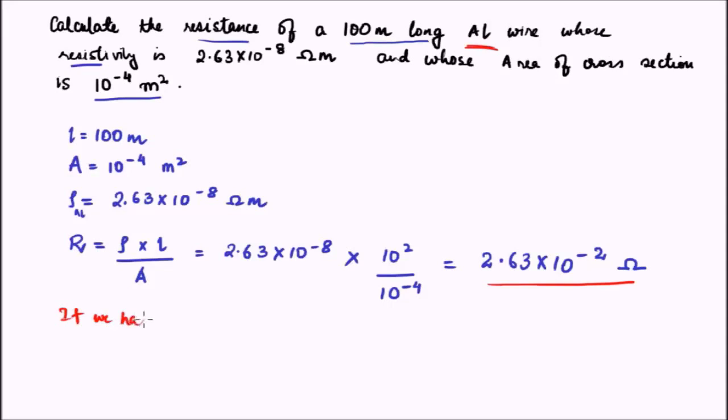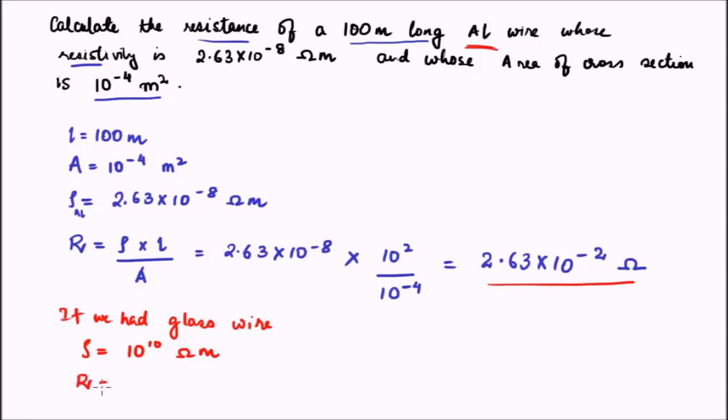Now imagine, in place of this aluminium wire, if we had, let's say, something made out of glass. For example, if we had glass wire, I don't know, but let's imagine the resistivity. Let's assume that the glass would have a resistivity of the order of 10 to power 10 ohm meter. Then what would have been the resistance?